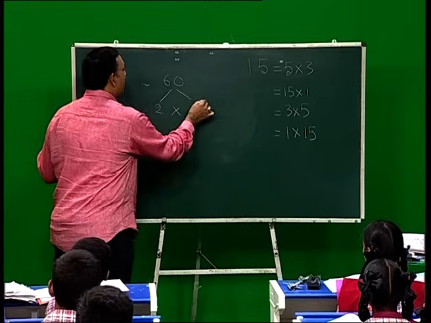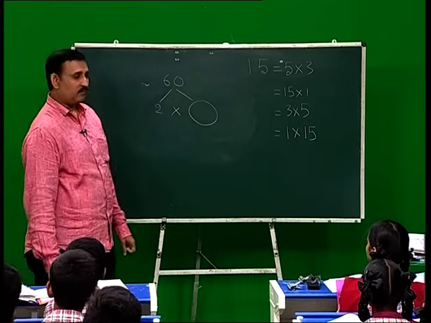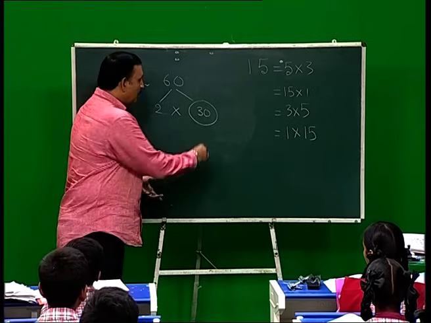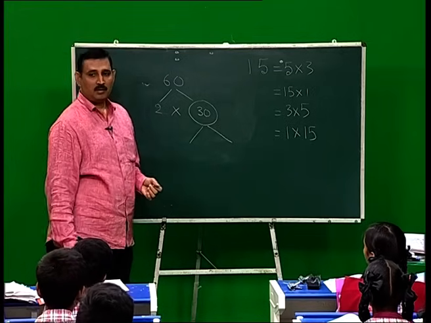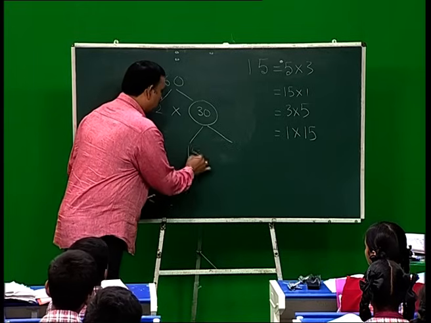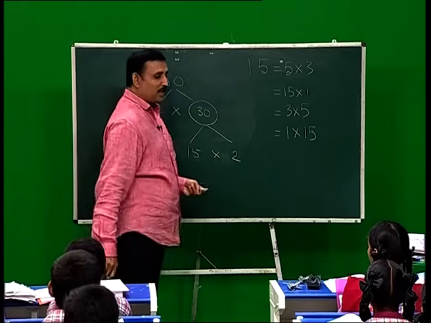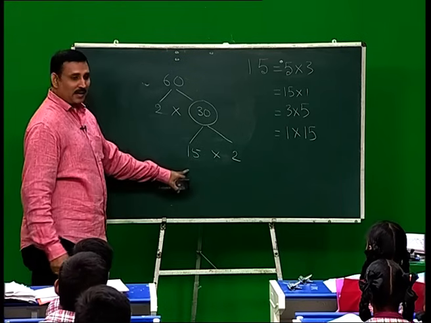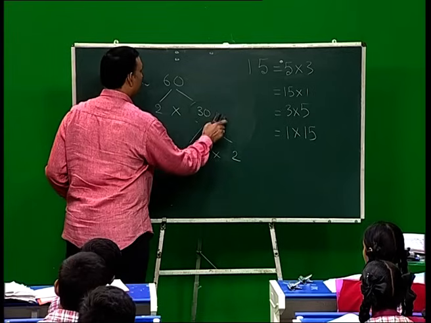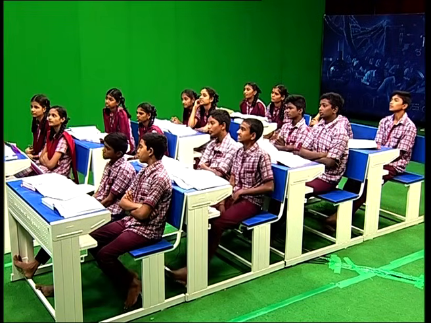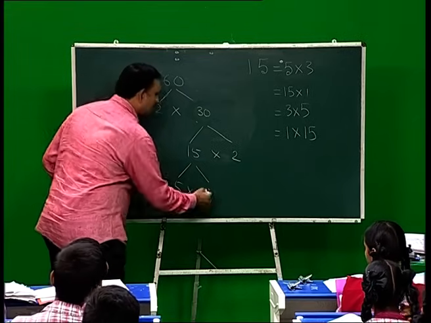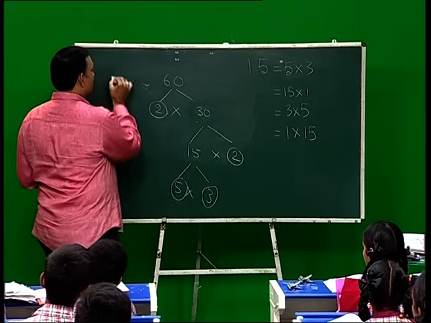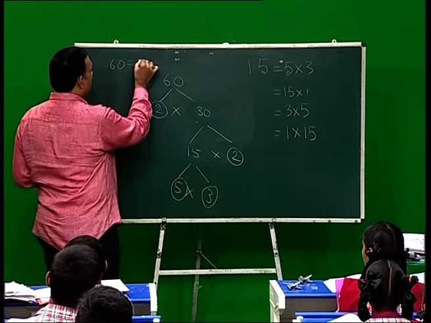For example, I am considering 60. 2 times how much will give you 60? 2 times 30. 30 is a composite number, so we can split it further: 15 times 2. 2 I cannot split further, correct? But 15 I can split further. How can we split it? 5 threes are 15. So if you consider all the prime numbers, what did we get here? 60 is equal to 2 into 2 into 5 into 3.